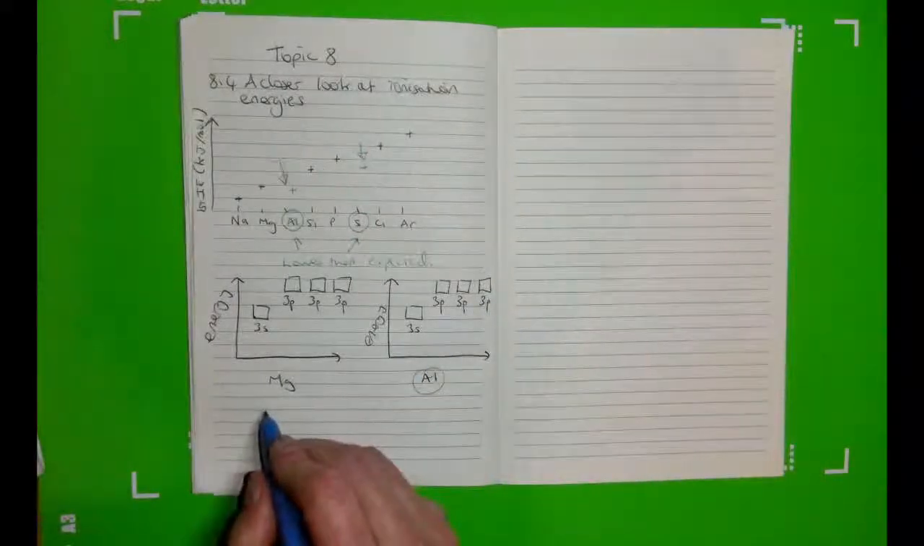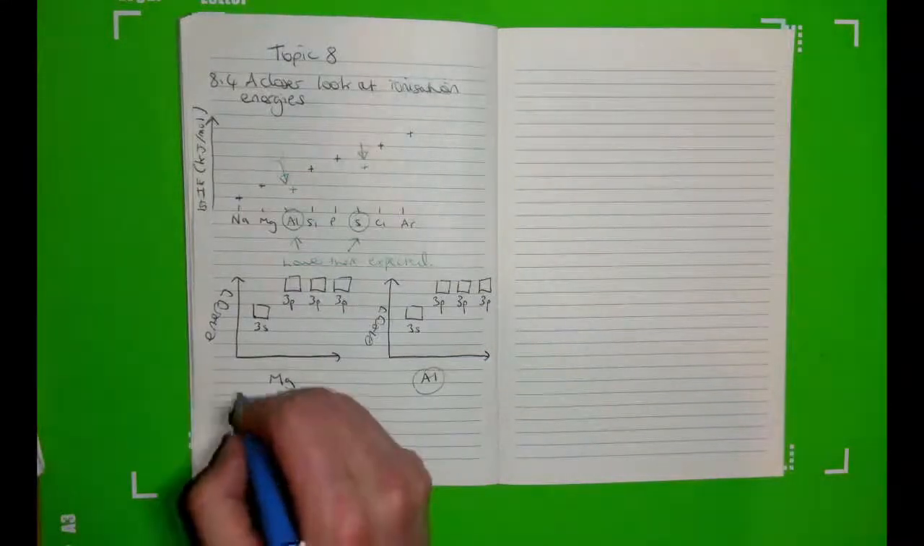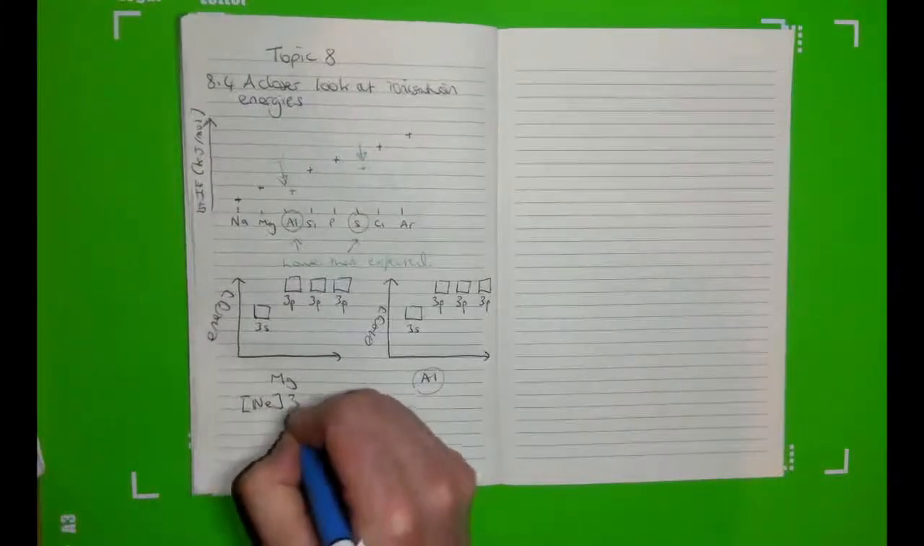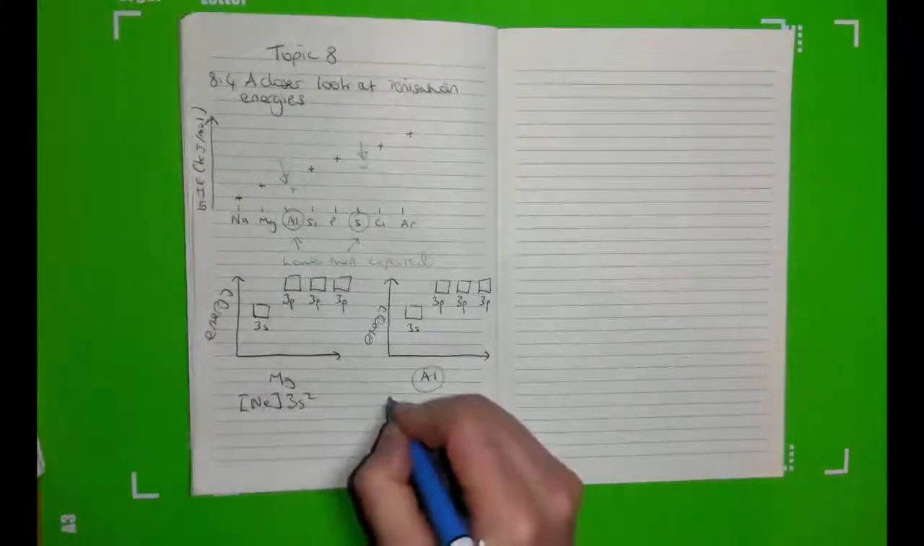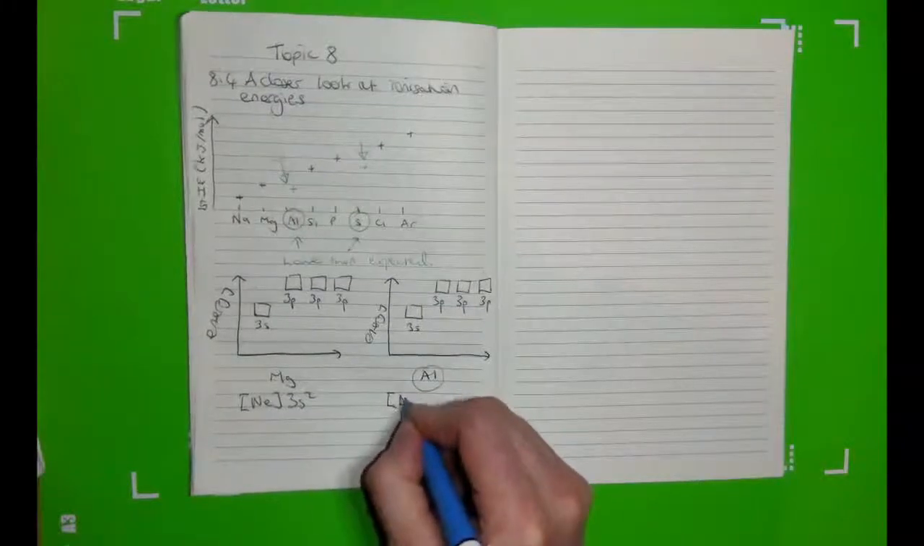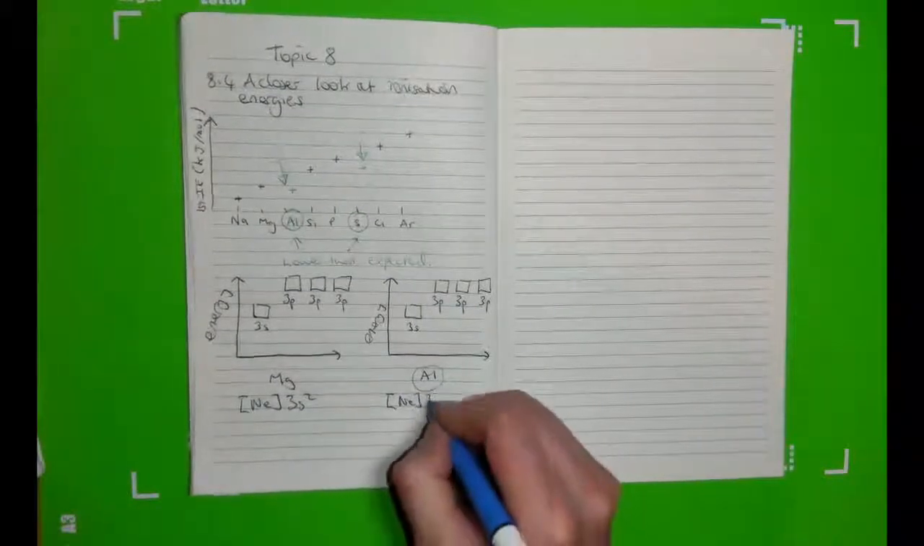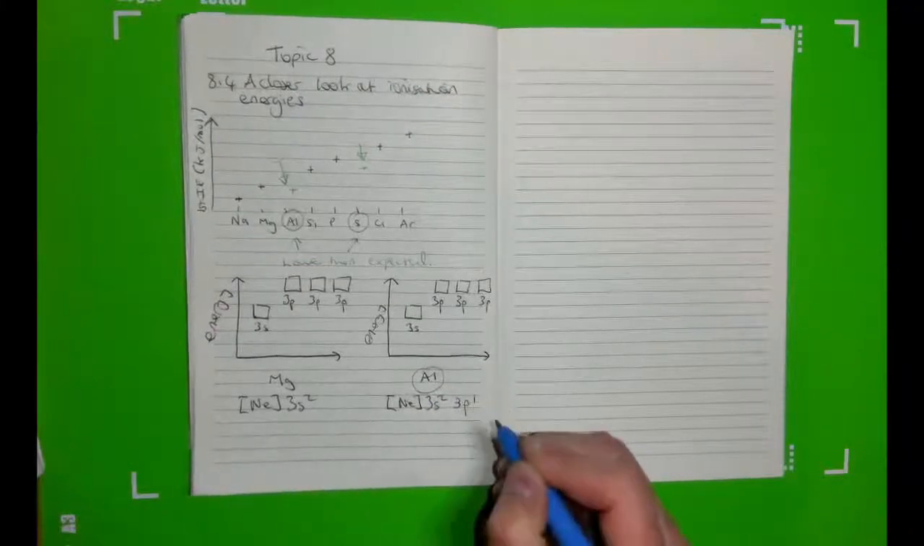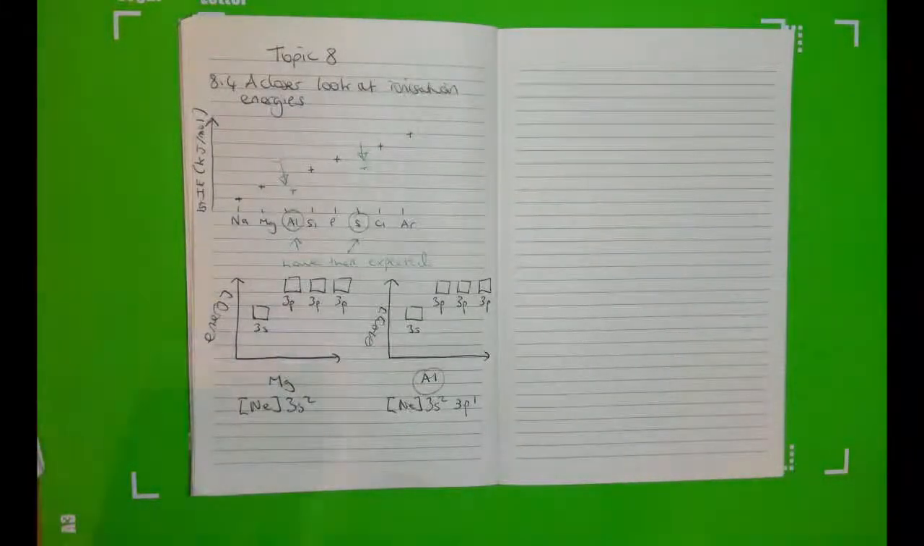Remember the electron arrangement of magnesium? If you write down the shorthand version of the electron arrangement of magnesium, you write neon in square brackets, 3s2. If you write the electron arrangement of aluminium, it's neon in square brackets, 3s2, 3p1. So let's put the electrons in.